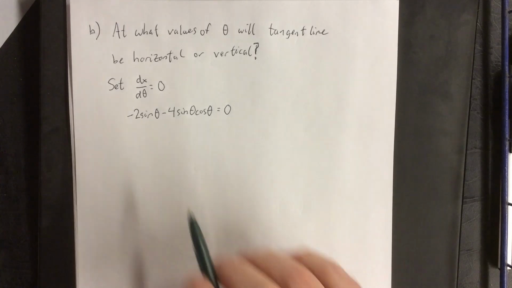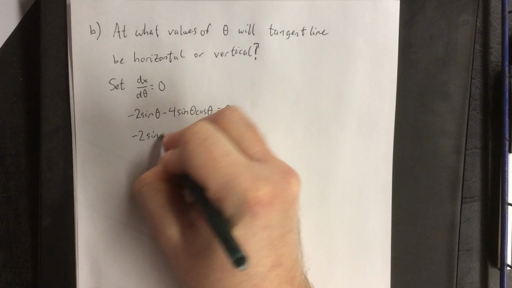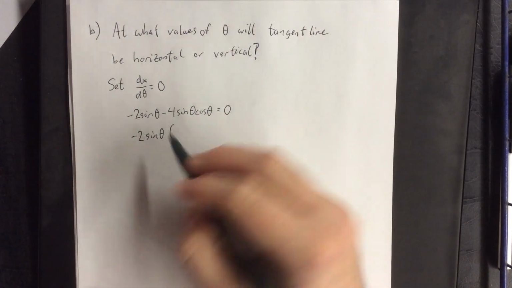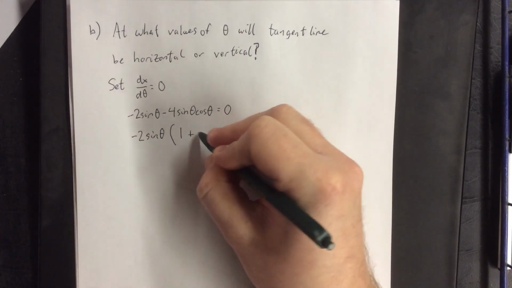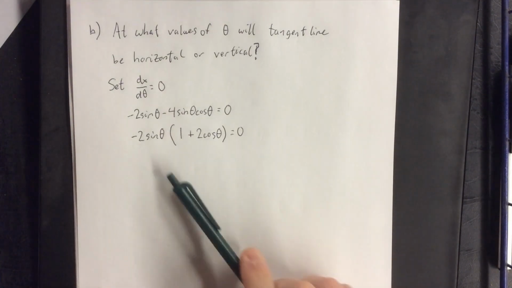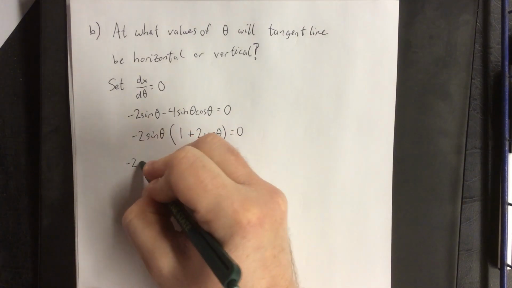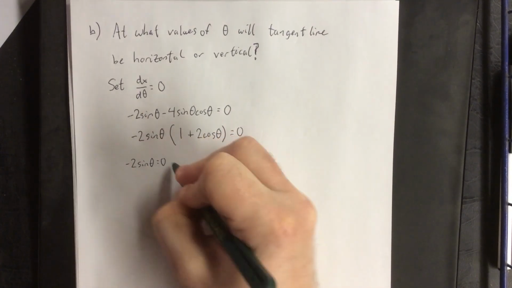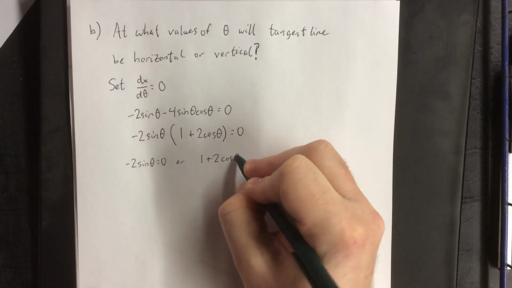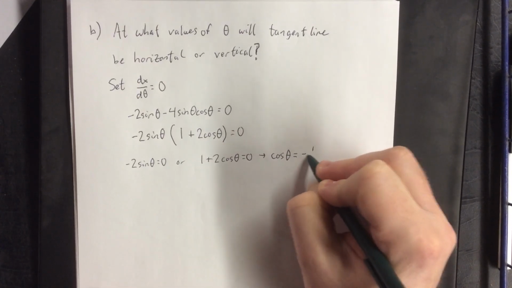Now, to solve this equation, I intend to pull out a common factor on the left side, and that common factor I'd like to pull out is going to be negative 2 times the sine of theta. The rest is going to give me 1 plus 2 times the cosine of theta. Because it's factored and equal to 0, I can set the individual factors equal to 0. So either negative 2 times the sine of theta is equal to 0, or if we set this equal to 0, 1 plus 2 times the cosine of theta is equal to 0, which is equivalent to saying that the cosine of theta would be equal to negative 1/2.